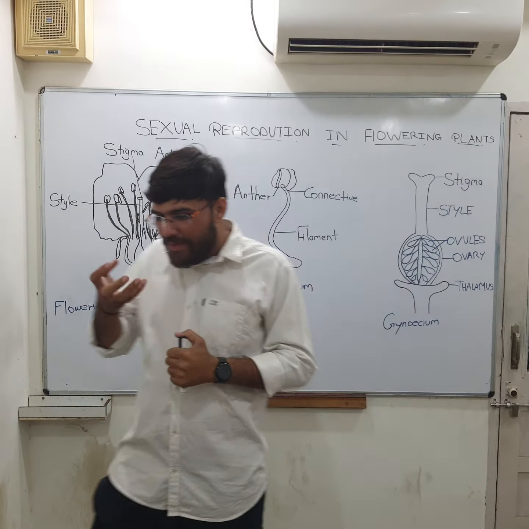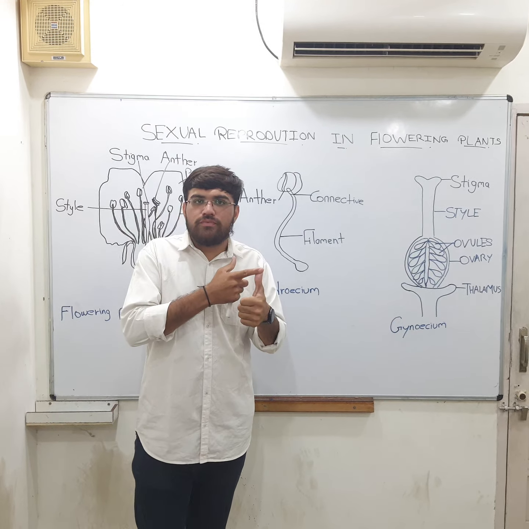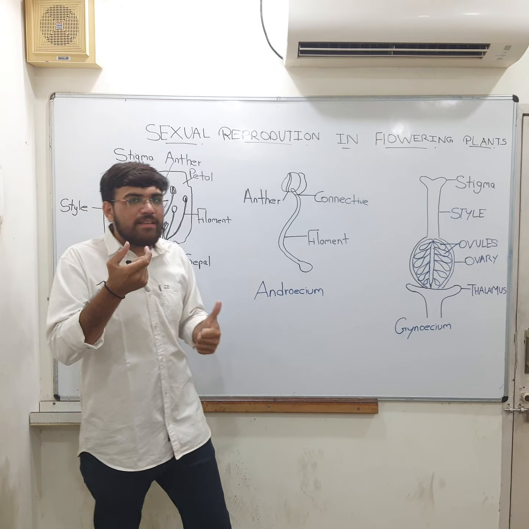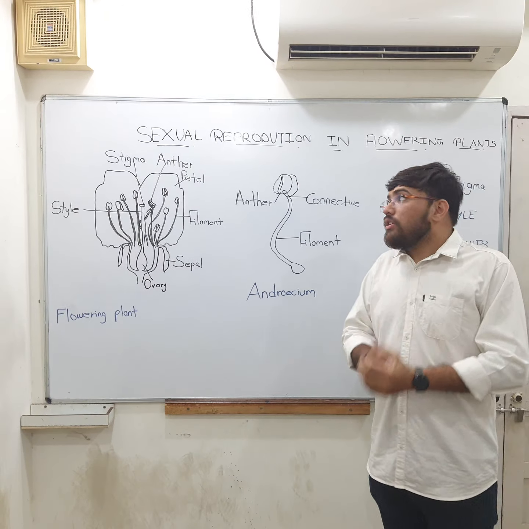So these are some of the basic features of sexual reproduction. First of all, the gametes will be produced, the zygote will be produced, and in turn it will produce the embryo. So these are the basic features of any sexually reproducing organism.